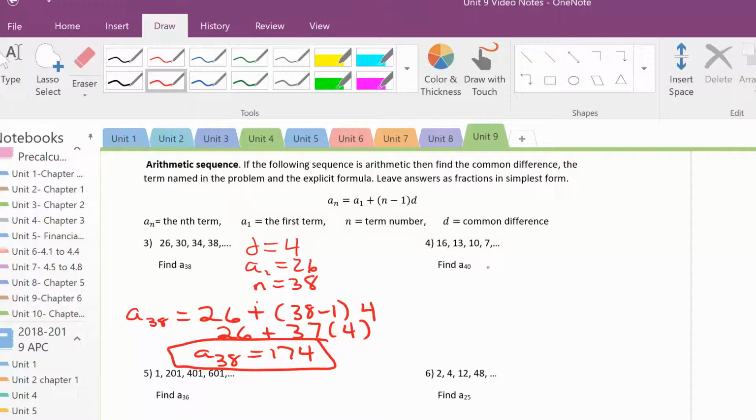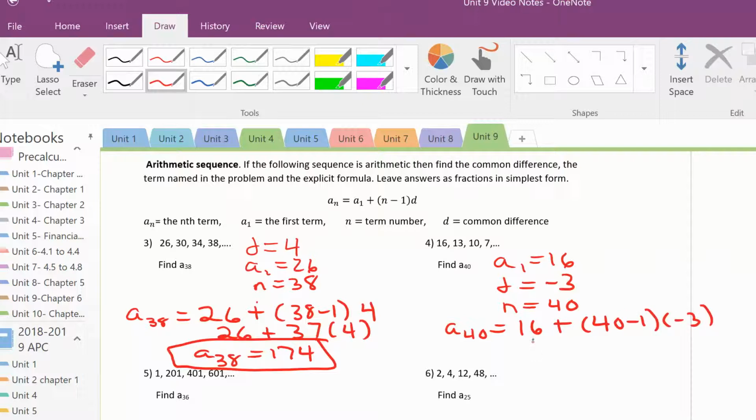If I want to find the 40th term of this sequence, the first term is 16. The common difference now is minus 3 because you're subtracting 3 to go from one term to the next. And you're finding the 40th term, so n is 40. So a sub 40 is equal to 16 plus 40 minus 1 times negative 3. So 16 plus 39 times negative 3. And you get negative 101.